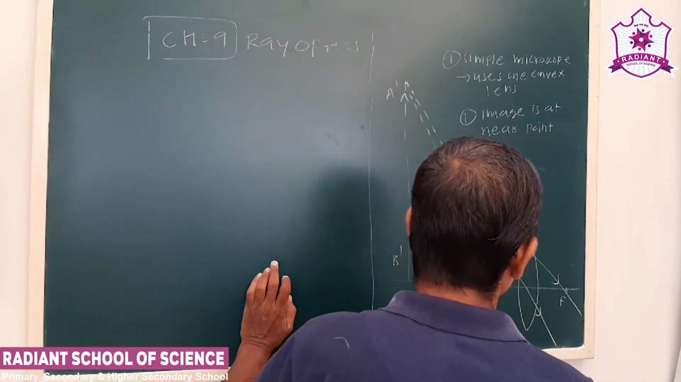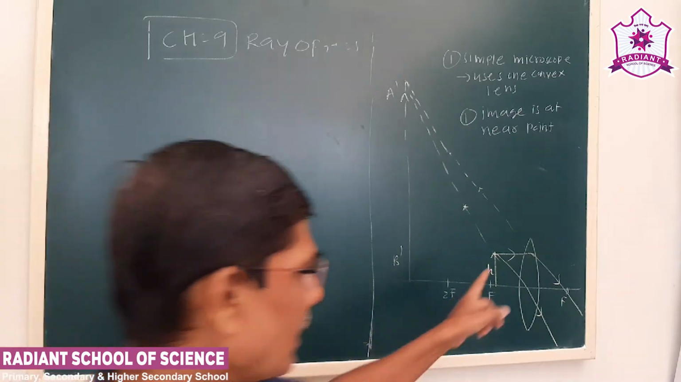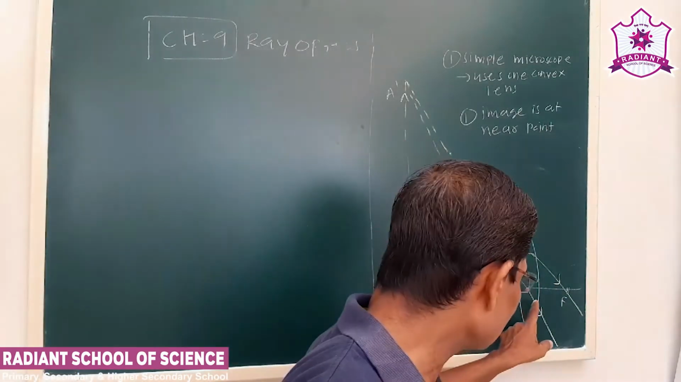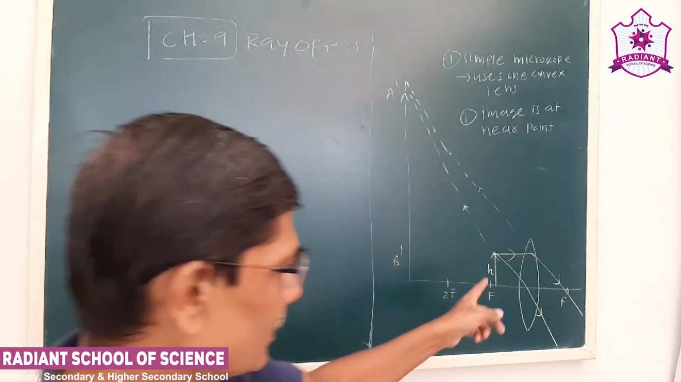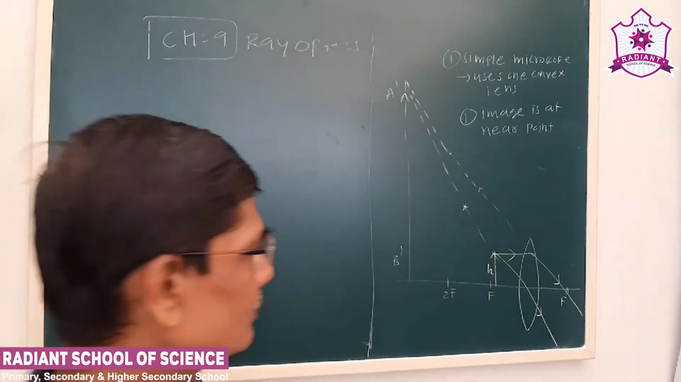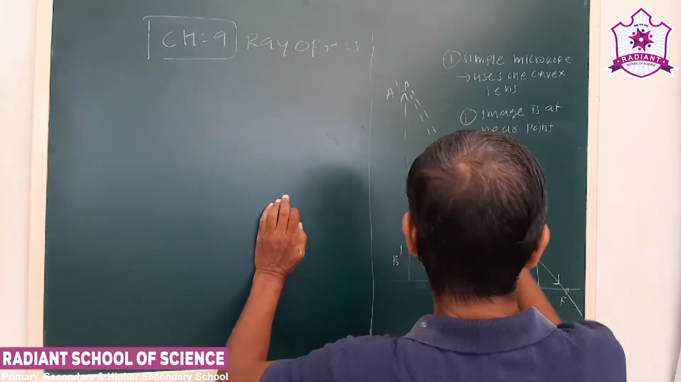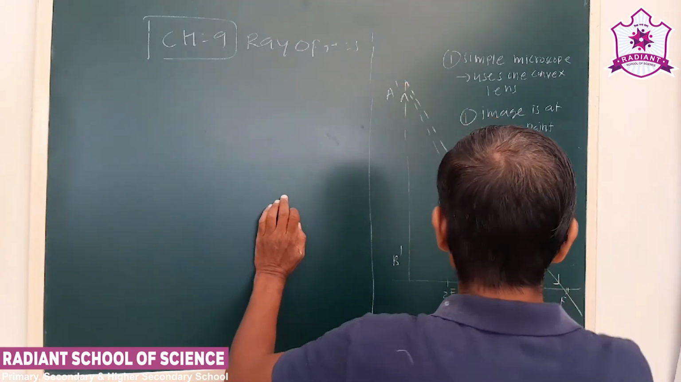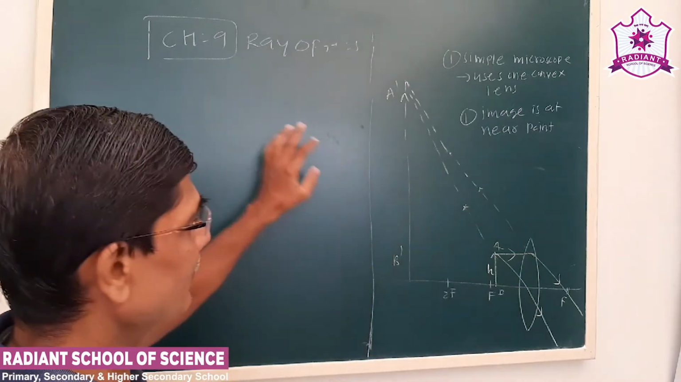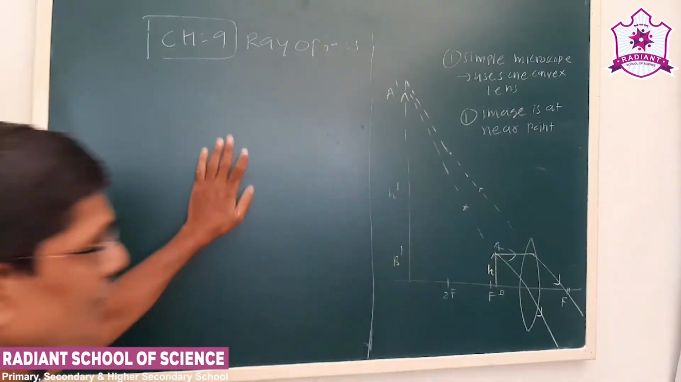The first ray is parallel to the principal axis. After refraction, it will pass through f on the other side. See, when the ray passes the optical center, it will travel in a straight line. Now what we see, they are not meeting, but we produce them back, so the image is formed. So let us say AB is an object, and A dash B dash is the image formed.